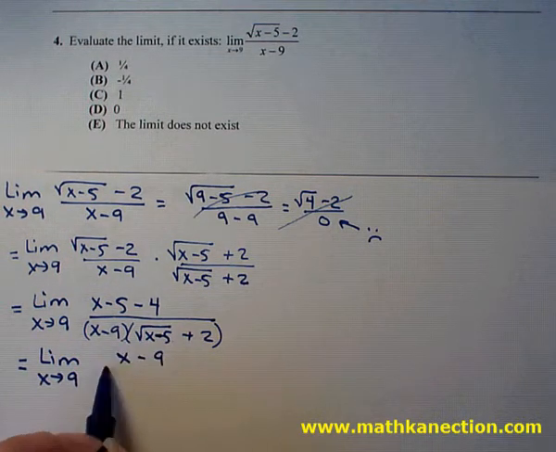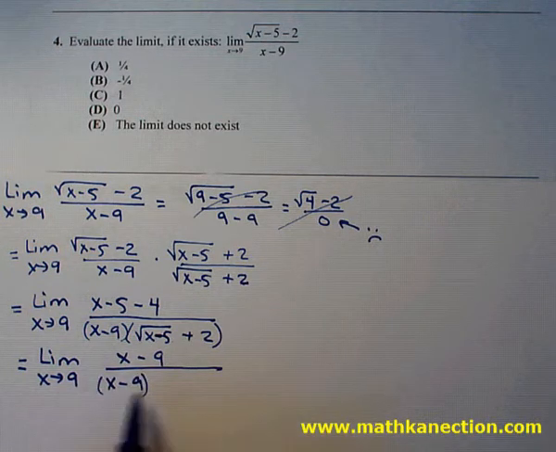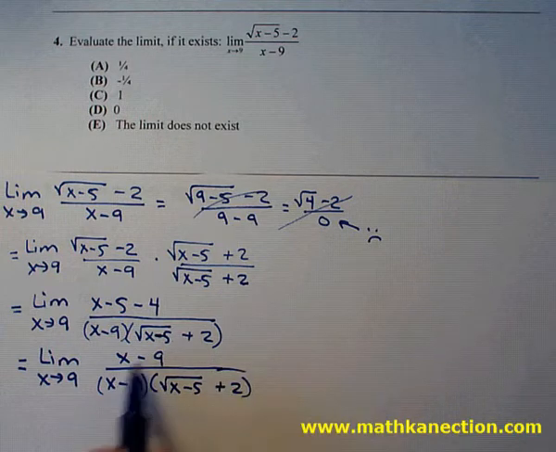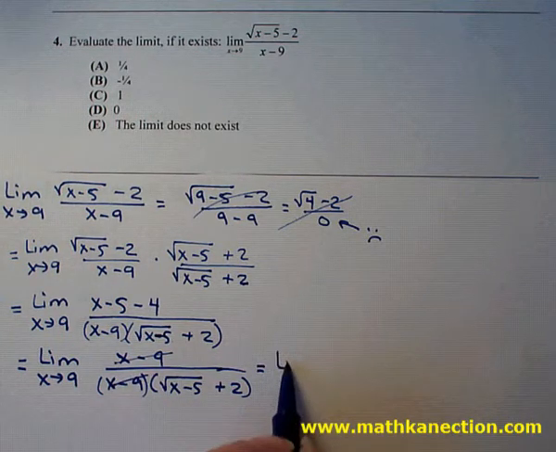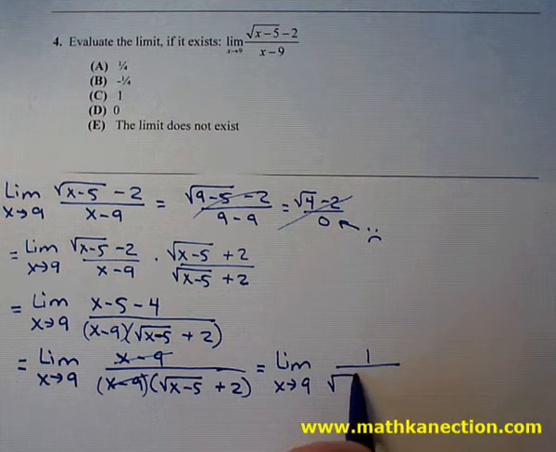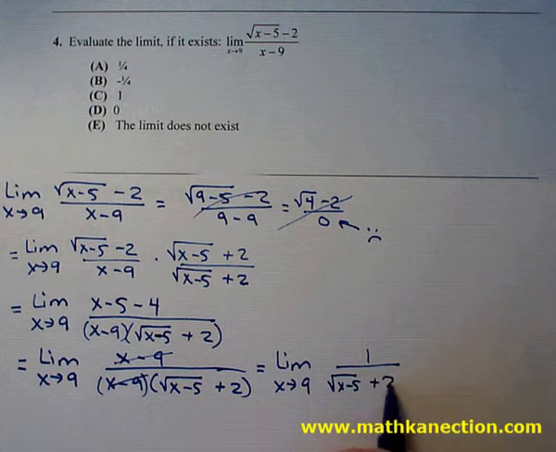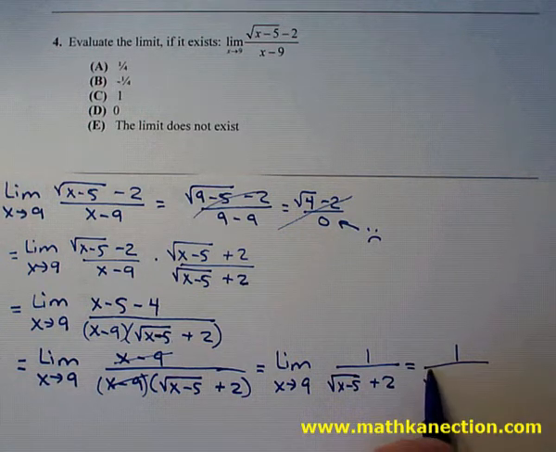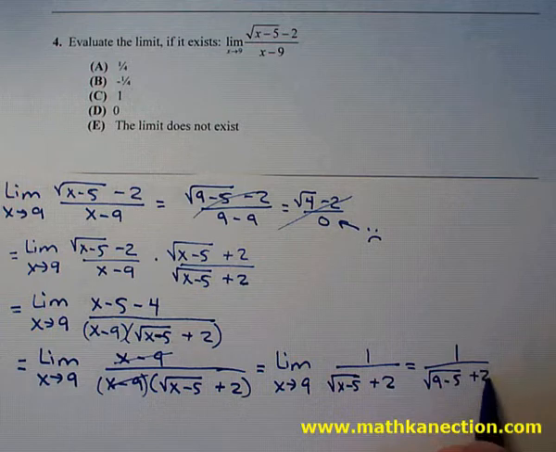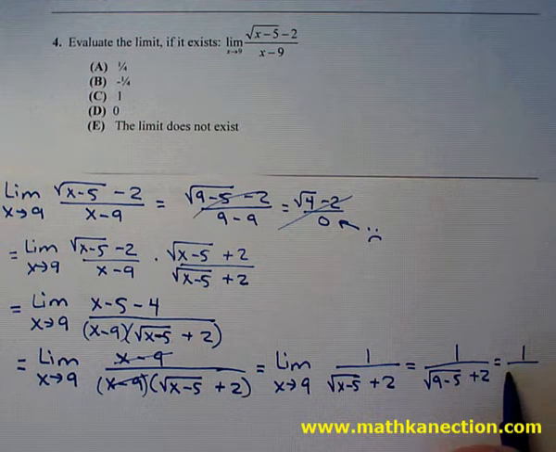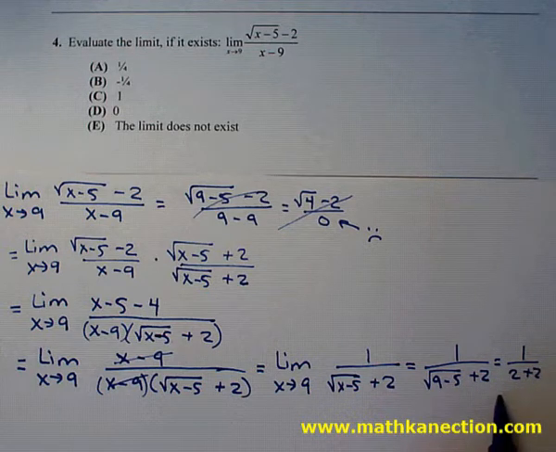And the x minus 9 in the numerator will nicely reduce with the x minus 9 in the denominator as a factor. So our problem goes away, and we're able to substitute in 9 now for our limit. So we'll take the limit as x approaches 9 of 1 over (the square root of x minus 5, plus 2), replacing in the 9. 1 over the square root of 9 minus 5, plus 2, which is 1 over the square root of 4, which is 2, plus 2, which makes 1/4, which matches letter choice A.